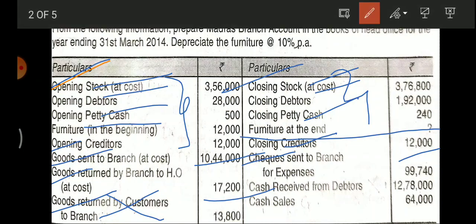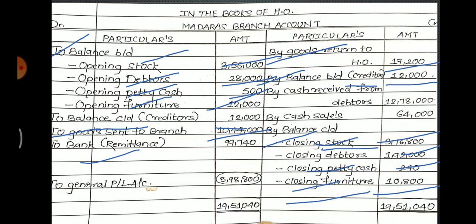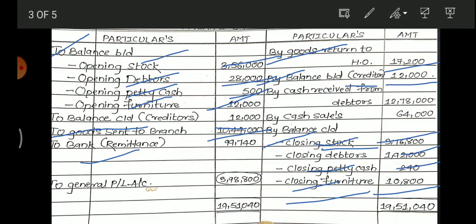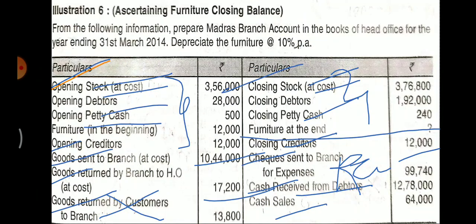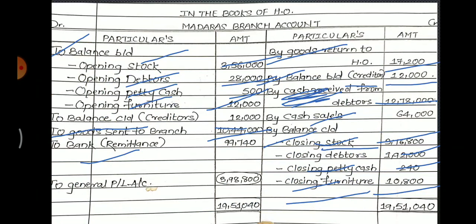And friends, in the last one, cash received from debtors. I have told you that it is nothing but the realization from debtors and cash sales. So it will go on the credit side of the branch account. As you can see here, cash receipts from debtors and cash sales. It means realization of debtors 12,78,000 and cash sales 64,000. Okay, so friends, we have completed and passed all the particulars entries in the branch account.